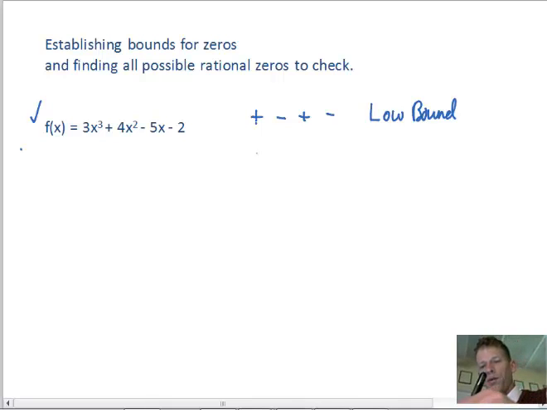And if you see no alternation in signs, let's say all your values are either all negative or all positive, then you would know that you've reached the upper bound.